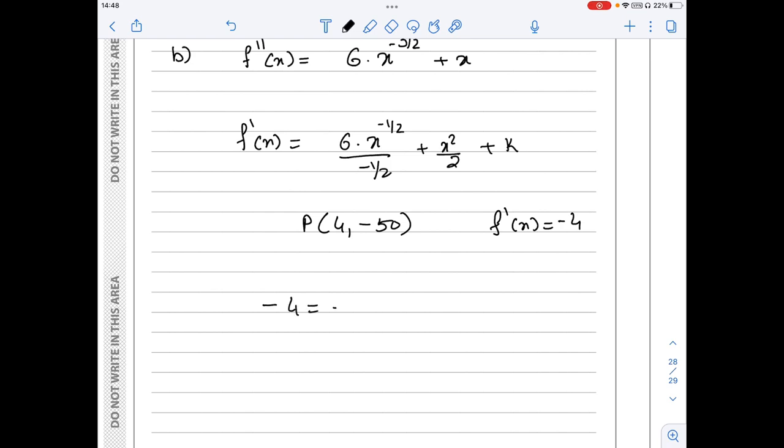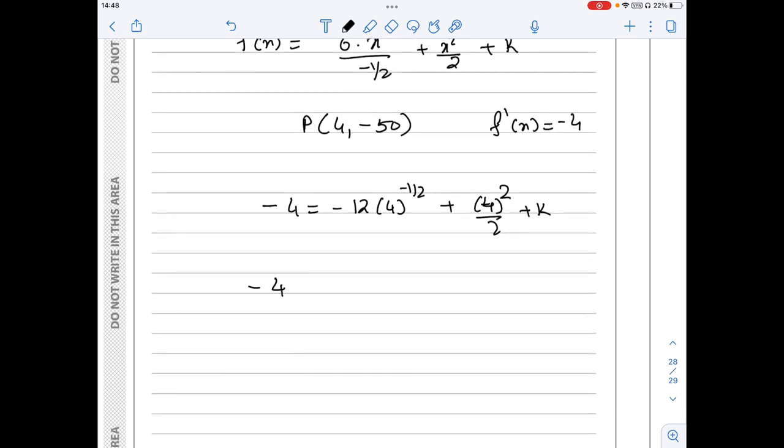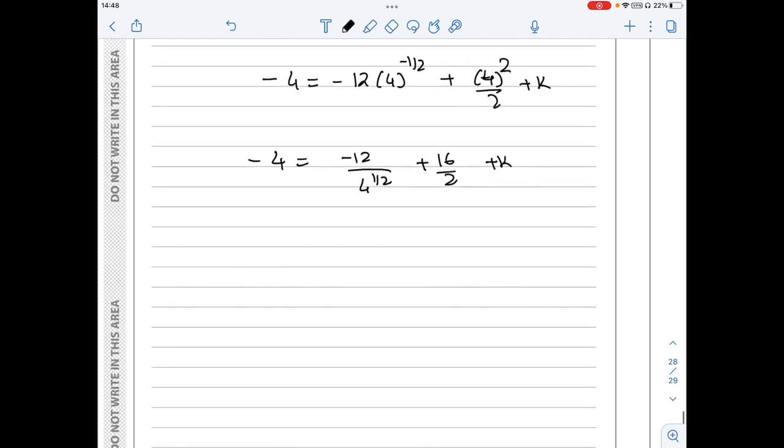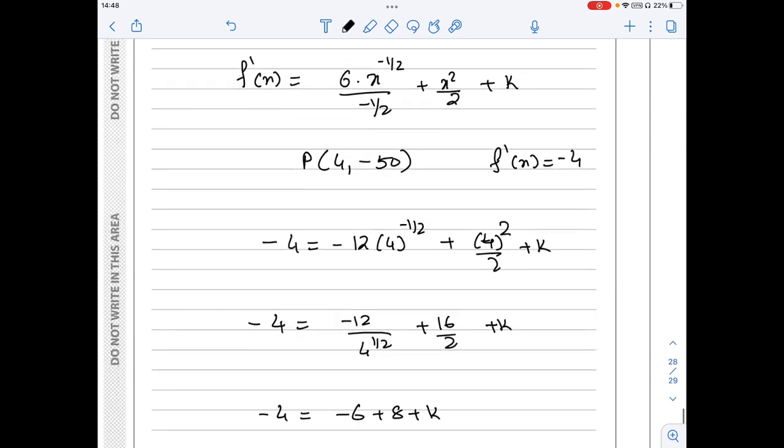So what am I going to do with that? Negative 4 equals negative 12 x power negative 1 upon 2 plus x square upon 2 plus k, with x as 4. So minus 4 equals minus 12 upon 4 power 1 upon 2 plus 16 upon 2 plus k. So minus 4 equals minus 6 plus 8 plus k. Minus 4 equals 2 plus k. K equals negative 6. What is the value of k? I got the value of k as negative 6.